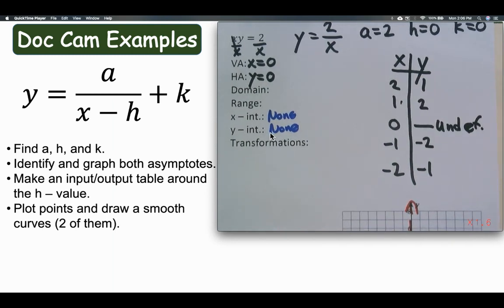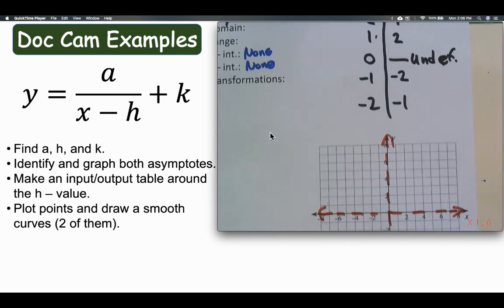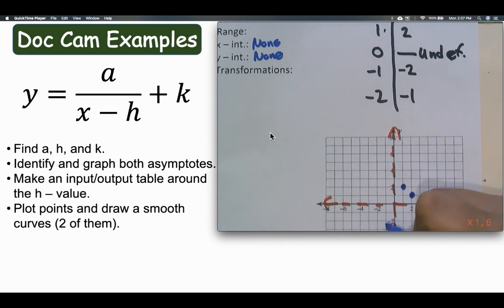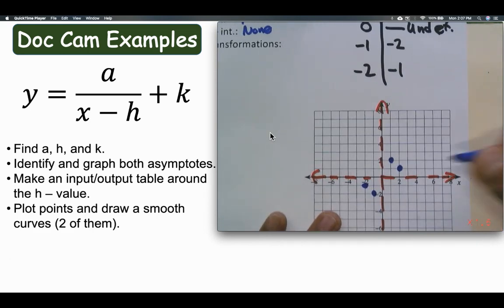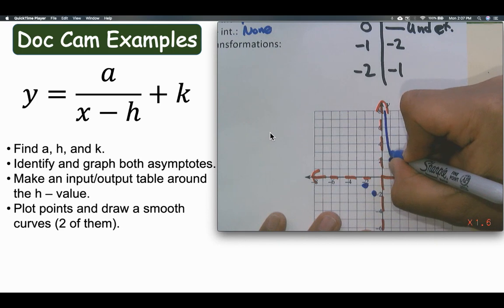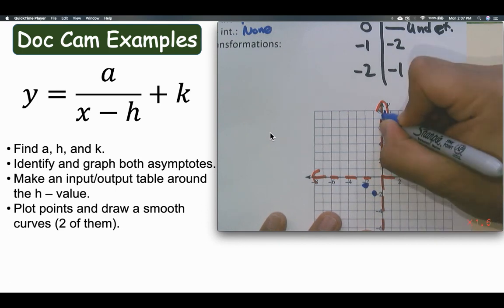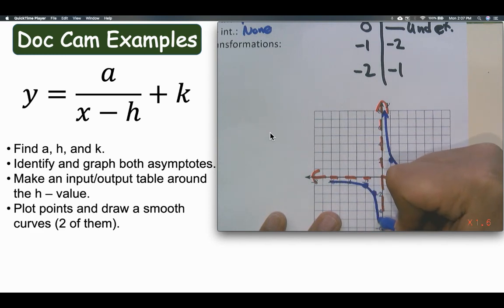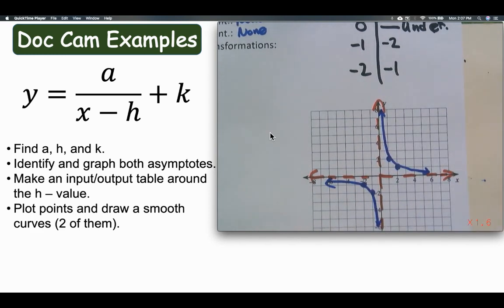All right, so let's plot those. So here we go. 2, 1. 1, 2. You got -1, -2. You got -2, -1. There's your points. Go ahead and draw it really close. And then really close. If you notice, that did not ever touch my x or y axis. Same thing with this one. Make them close. And there you go. That's your graph.